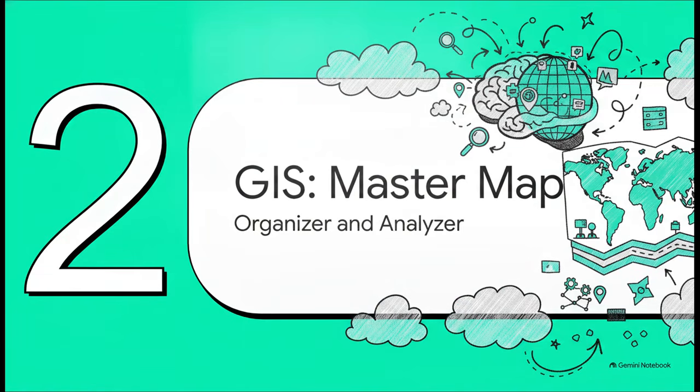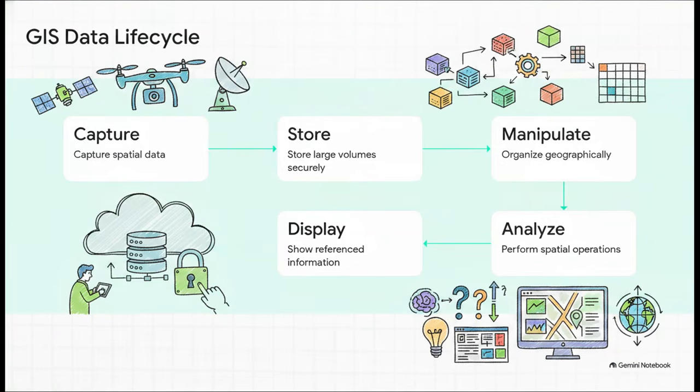Moving into Part 2, GIS, the master map, the organizer, and analyzer. You can really think of GIS, or Geographic Information Systems, as the brain of this whole geospatial operation. The true power here isn't just running a single piece of software. It's a highly robust lifecycle that turns raw, unstructured data into actionable intelligence. It's a 5-step process. We capture the inputs, securely store them, manipulate the data to ensure clean usability, and then hit the analyze phase. And that's where the heavy lifting happens, right? Running those complex queries and algorithms before finally displaying the geographically referenced output.